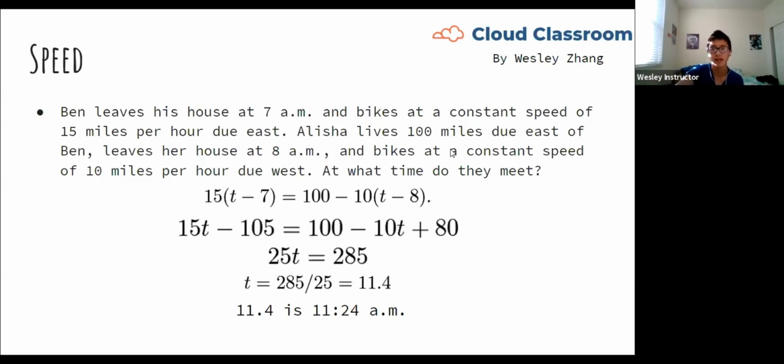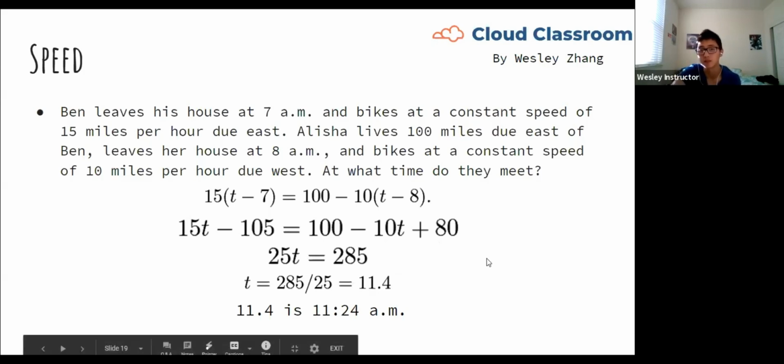And she bikes at a constant speed of 10 miles per hour. Here's why we have the 10. But we have 100 minus this whole thing because she's going in the opposite direction as Ben. That's why we have 100, because she lives 100 miles due east of Ben. So we just multiply the 15 into the parentheses, and the same thing with the other side. And we get 15t minus 105 equals 100 minus 10t plus 80. Simplify it, combine like terms, and then just solve for t.